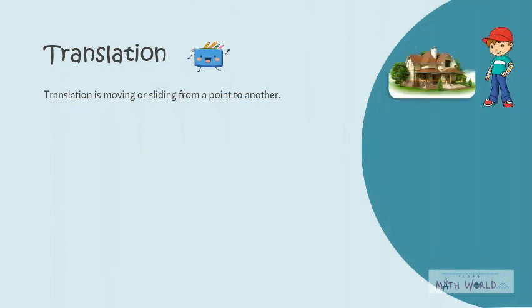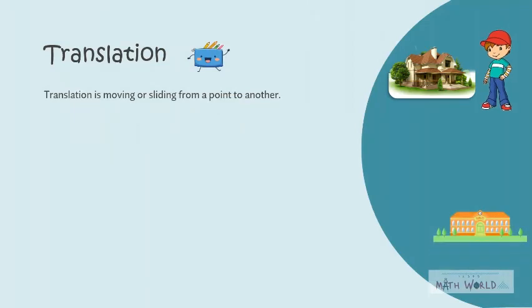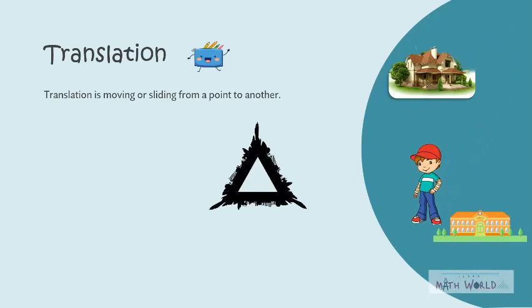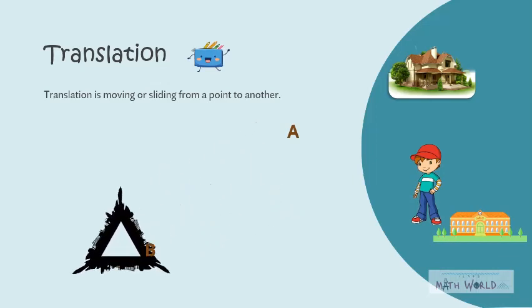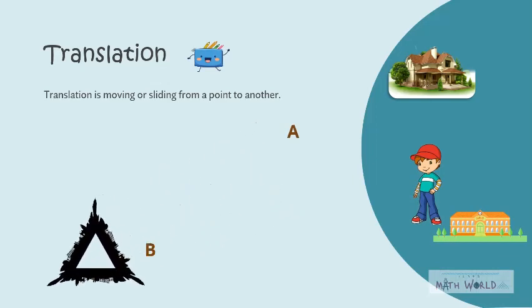We have many common daily life examples that relate to translation, like when you go to your school or if you change the place of your chair in the class. So both are examples of translation. Now, look at this triangle. It's located at point A, but if we slide it to point B, that means we have a translation.